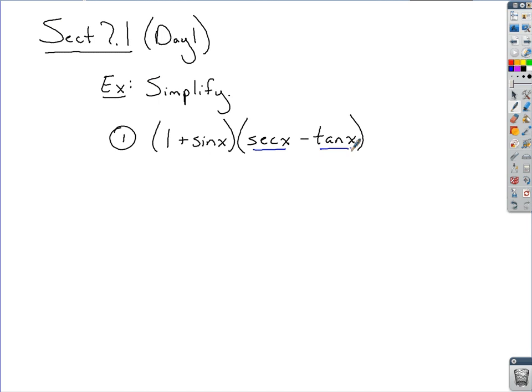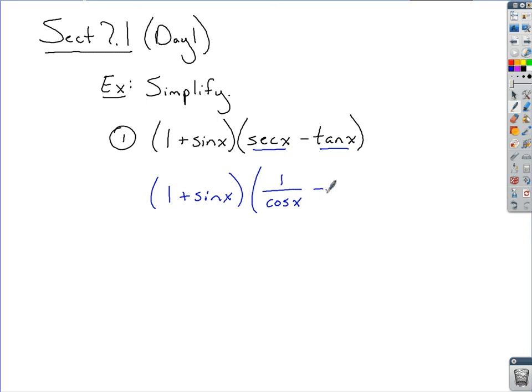As I rewrite my next step, the 1 plus sine of x, that's untouched. That's already in terms of sine and cosine. But secant of x has an identity, because it has a reciprocal, of 1 over cosine of x. That allows me to maybe simplify this a little bit further. I know it may not appear that way, but for where we're going, it might help.